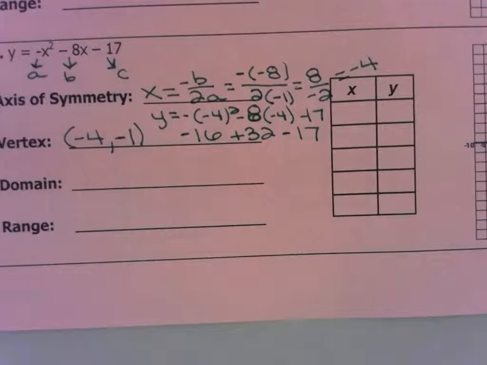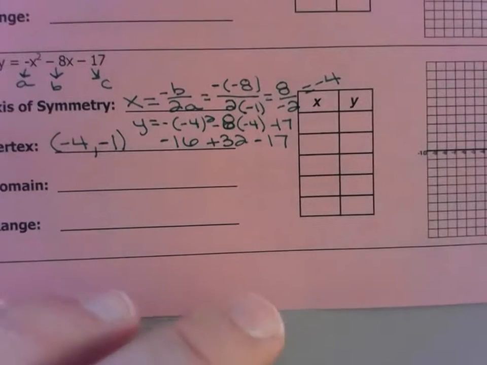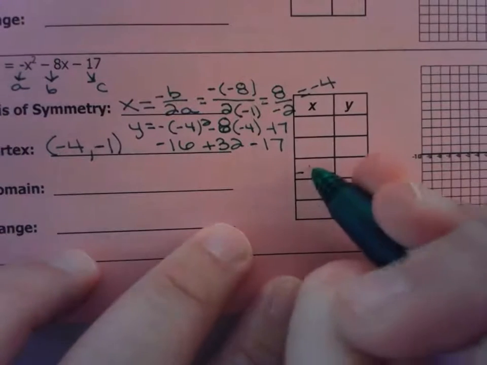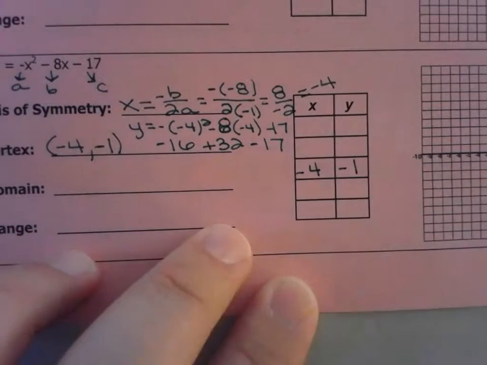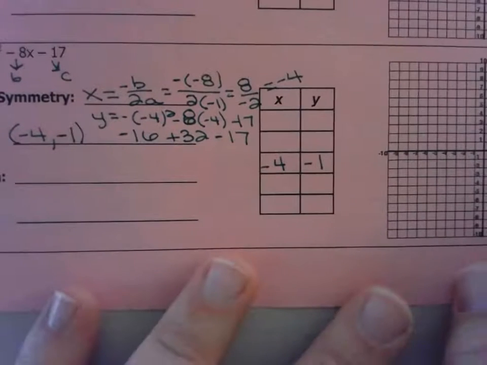Okay, so any questions on this? This is all review from yesterday. Next thing we're going to look at, listen up guys, is a table. Now, you put your vertex in the middle. So negative 4, negative 1. So we put your vertex in the middle.